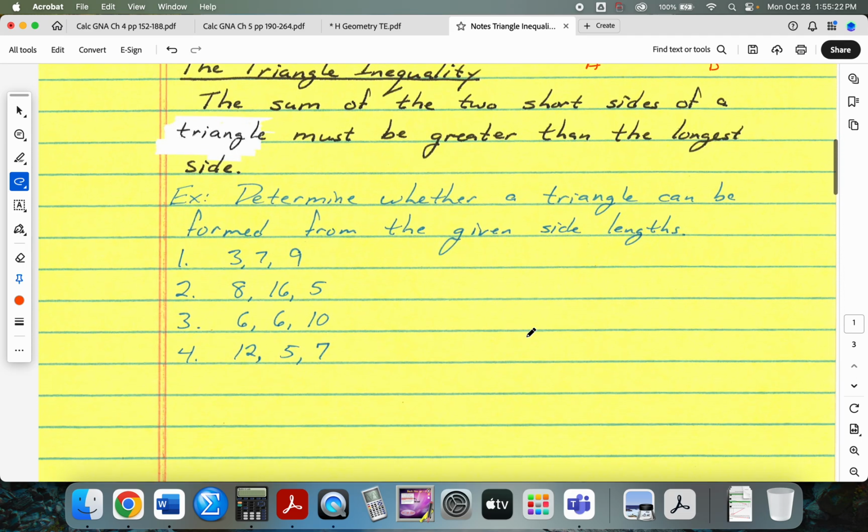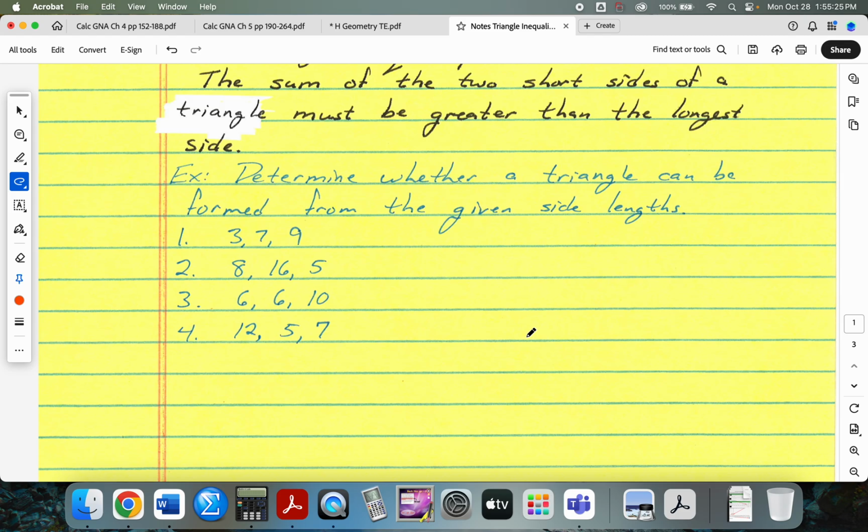So here it'll say there are two different kinds of problems we're going to do with this particular theorem. One is determine whether a triangle can be formed from the given side lengths. And it's a simple idea. Take the two short sides and add them together. For number 1, that's 3 and 7. Is that bigger than 9? That's the question. Yes, that's 10. So the answer to this is yes. You can make a triangle out of those side lengths.